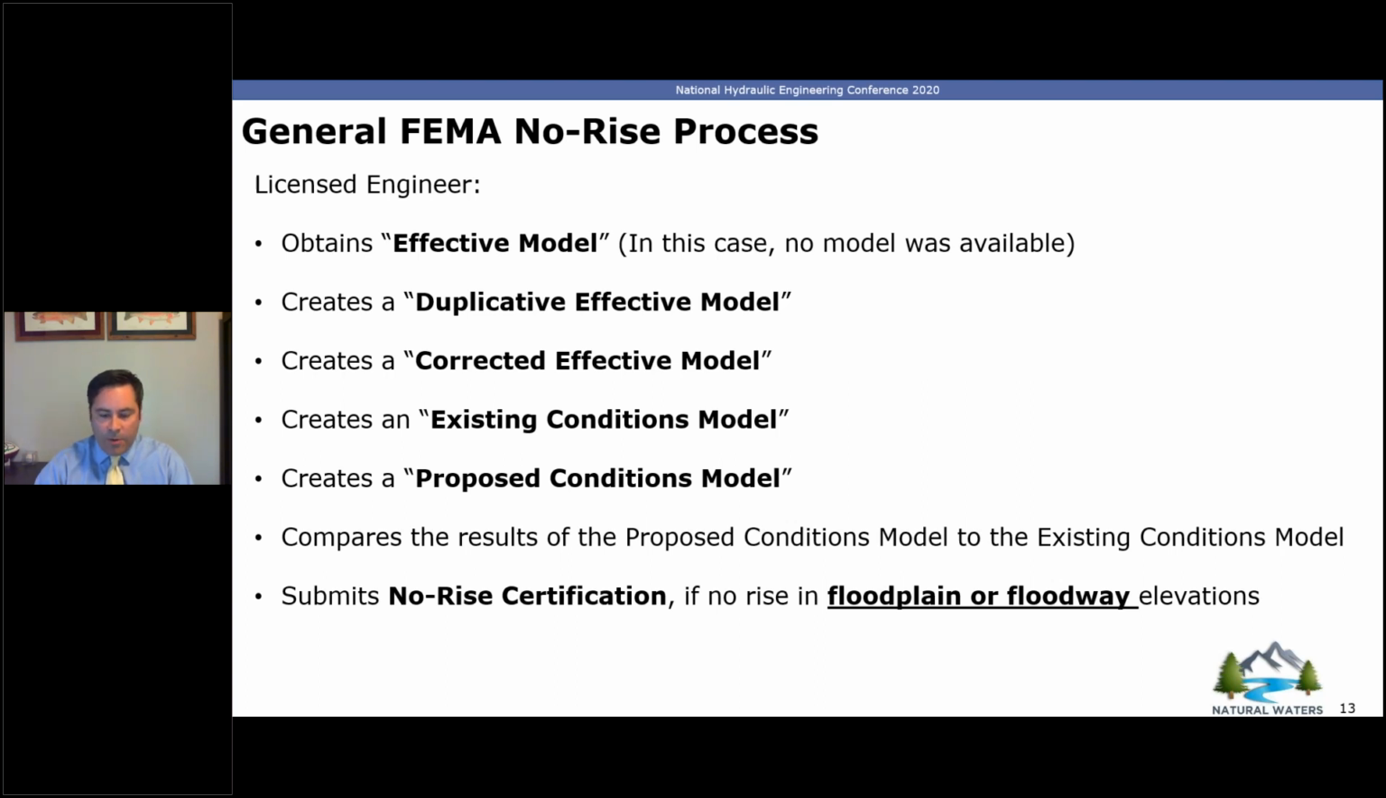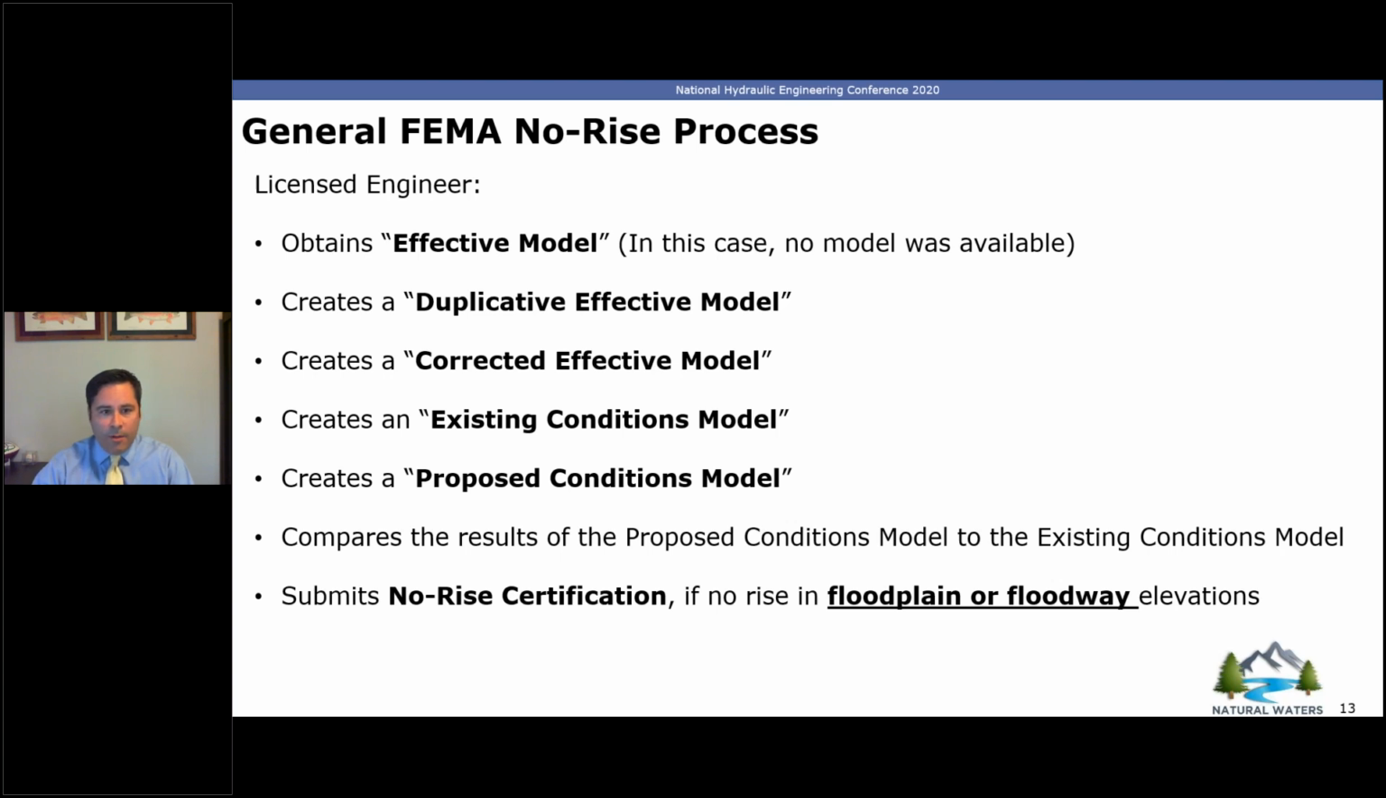So for those that voted that they haven't conducted a no rise, I just wanted to go over really quick the general FEMA no rise process. The first thing that Scott just alluded to as one of the questions was that the licensed engineer would obtain the effective model from their local floodplain administrator or FEMA. And like Scott mentioned, in this case, no model was actually available.